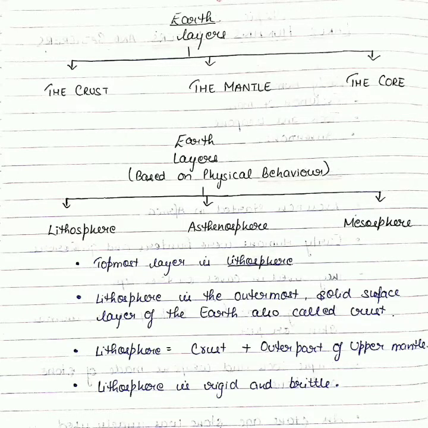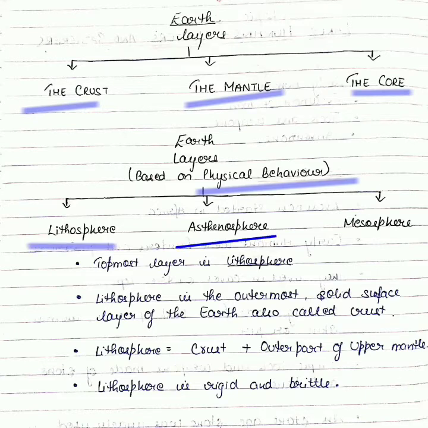Hello everyone. We have already seen that the earth is made up of three layers: the crust, the mantle, and the core. The earth is also separated into layers based on physical behavior or the way layers move. On this basis, it is divided into three: lithosphere, asthenosphere, and mesosphere. The topmost layer of the earth is called lithosphere.